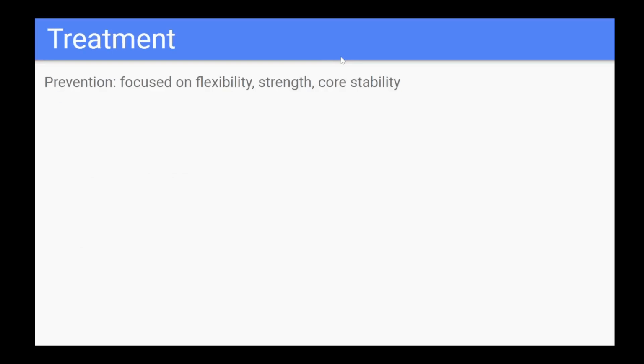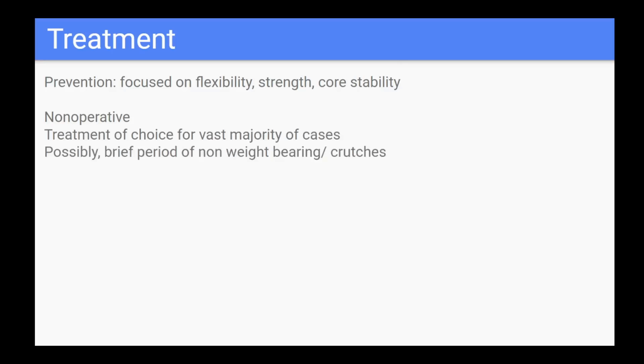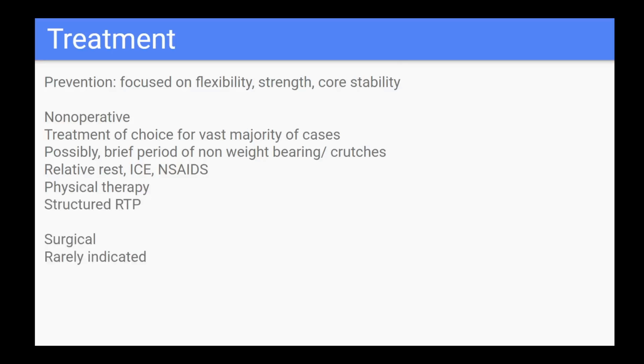Treatment is focused on prevention, right? Obviously, these injuries can be avoided as much as they can. You want to focus on the flexibility, strength, and core stability. The vast majority of cases are non-surgical, which includes maybe a brief period of non-weight bearing with crutches, relative rest, ice, NSAIDs, physical therapy, and some structured return to play. Surgical cases are rarely indicated, but maybe for some really significantly displaced anterior inferior iliac spine avulsion fractures.